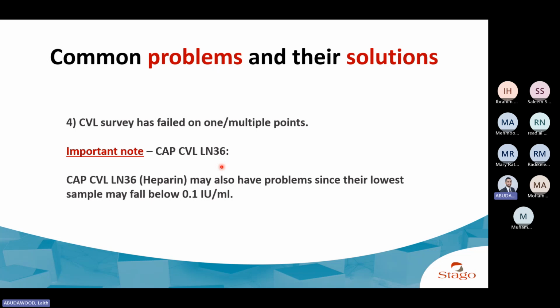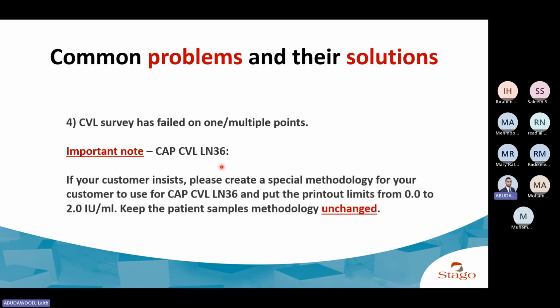Okay, what do we do? Now, in CAP, you have an option to report the following. If your analyzer does not report below a certain value, you put your result as below 0.1 in the CAP report. Okay, that can be evaluated by CAP. So if the customer insists that, no, I don't want this, that's not acceptable. Some customers do that, unfortunately. You can do the following.